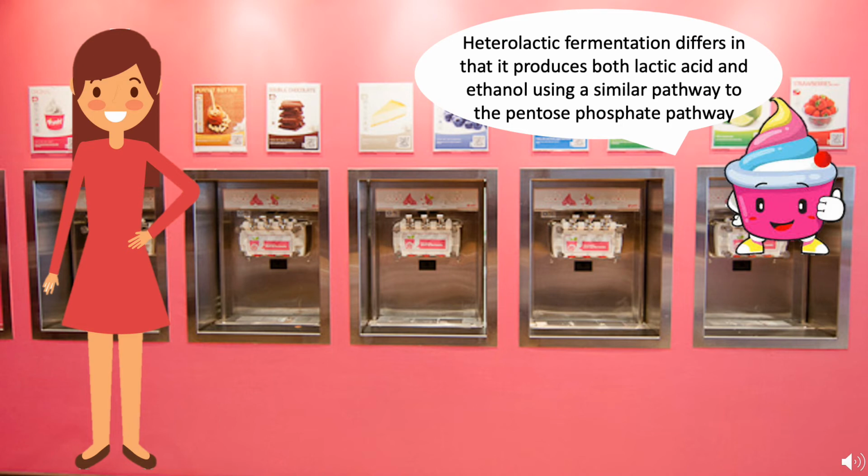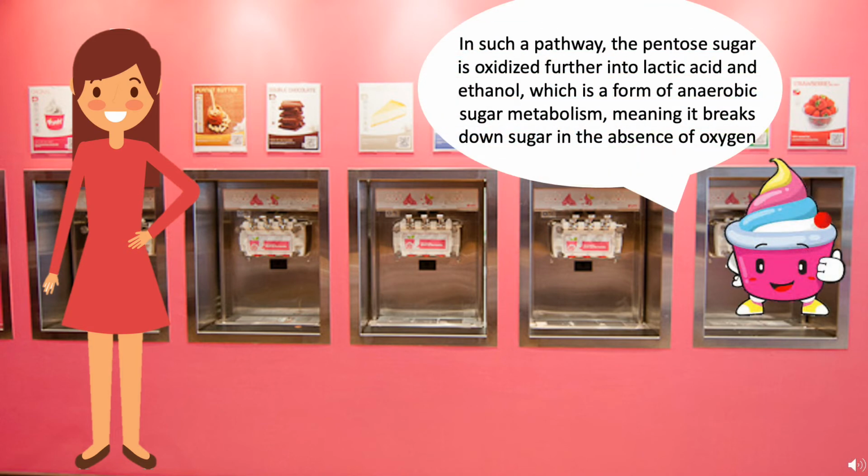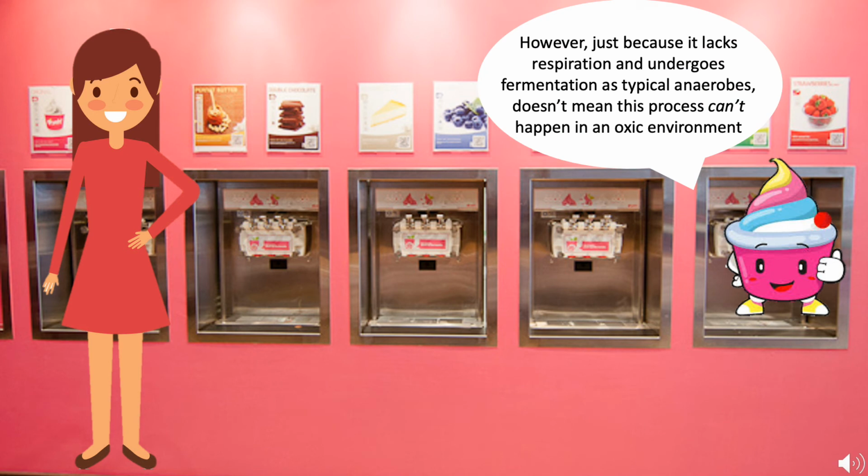Heterolactic fermentation differs in that it produces both lactic acid and ethanol using a similar pathway to the pentose phosphate pathway. In such a pathway, the pentose sugar is oxidized further into lactic acid and ethanol, which is a form of anaerobic sugar metabolism, meaning it breaks down sugar in the absence of oxygen. However, just because it lacks respiration and undergoes fermentation as typical anaerobes doesn't mean the process can't happen in an anoxic environment.